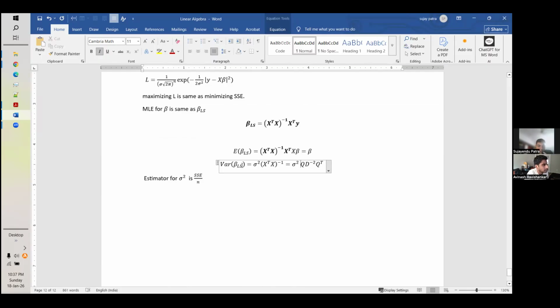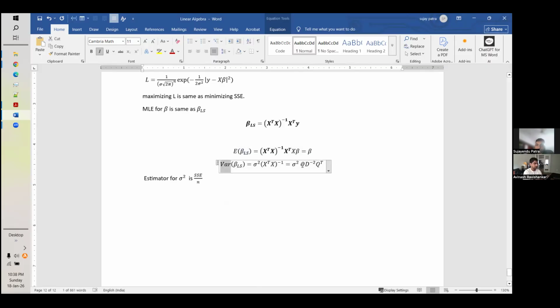If your estimator has 0 bias, that means on an average you are targeting the correct thing. So then what you want is the variance to be low. If the variance is high, that means you will be away by a lot of amount. But if the variance is low, that means you will be very close to it. So we want the variance of beta hat to be low.